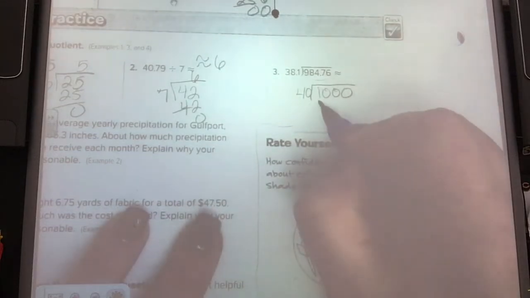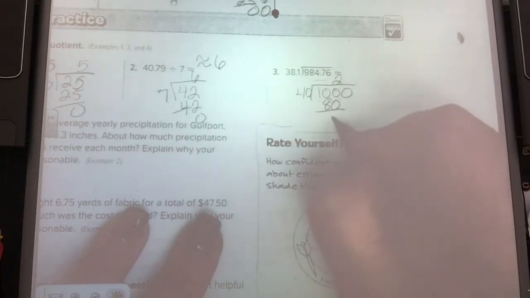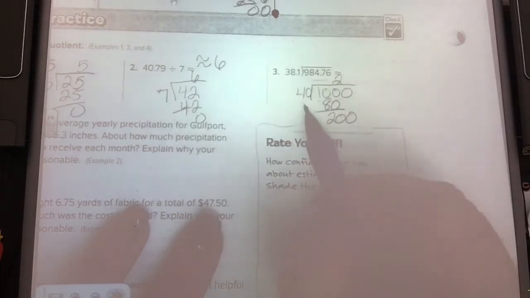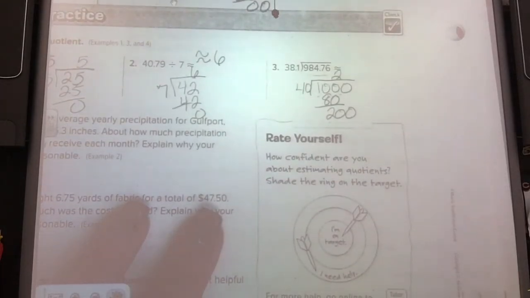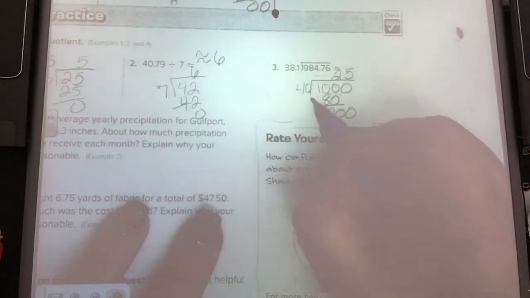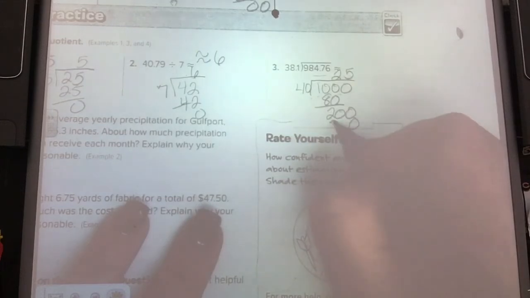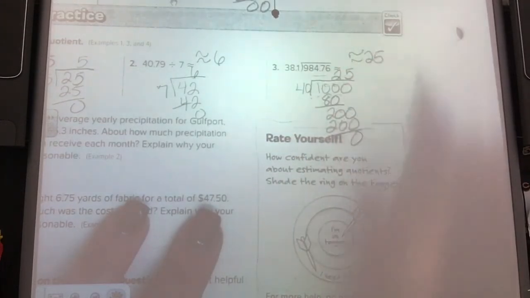40, let's see, 10, 1 we can't do, 10 we can't do, 100, how many times would 40 go into 100? Good, 2, we would get 80, and 100 minus 80 is what? Yep, 20. How many times would 40 go into 20? 5. 4 times 0 is 0, 4 times 5 is 20. So it is about 25.